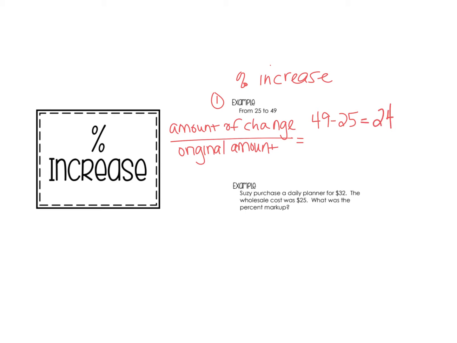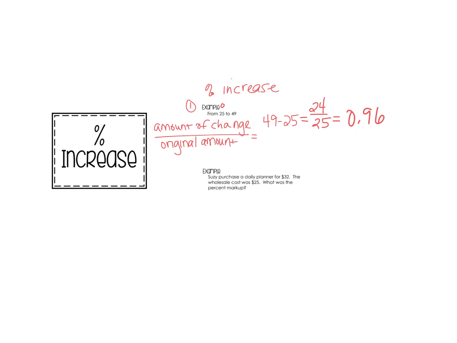From 24, I can place that over my original amount. I started at 25. So I'm going to go ahead and place 24 over 25 and divide, which gives us 0.96. So from there, I need to remember back to 6th grade and changing a decimal to a percent. When we change a decimal to a percent, we have the decimal and we move it 2 places to the right. So I'm going to move it 2 places to the right. So that gives me 96. So my percent increase is 96% of an increase.